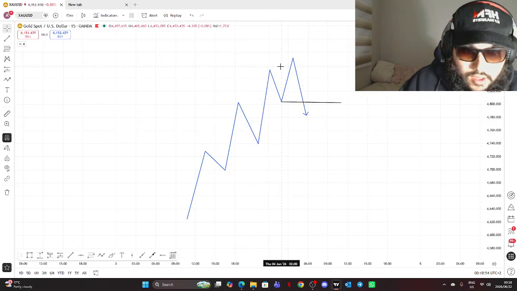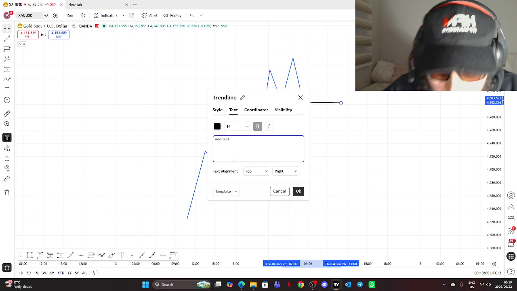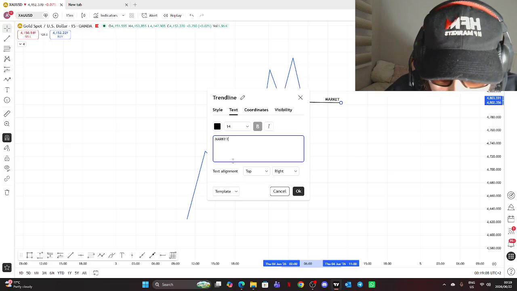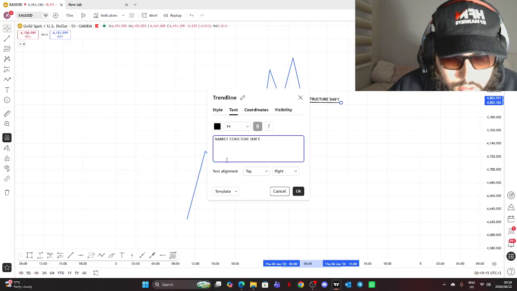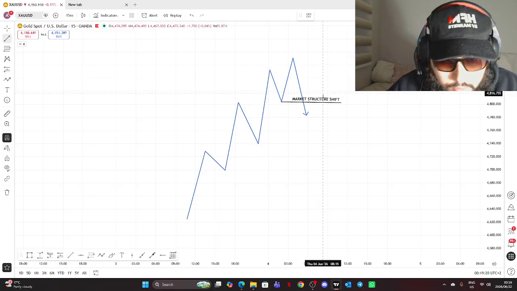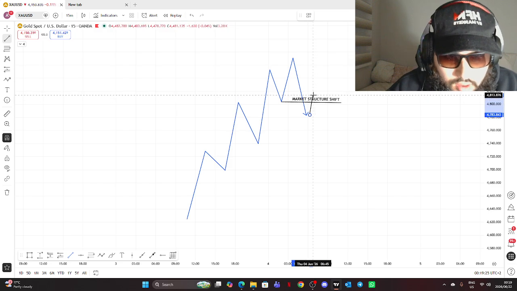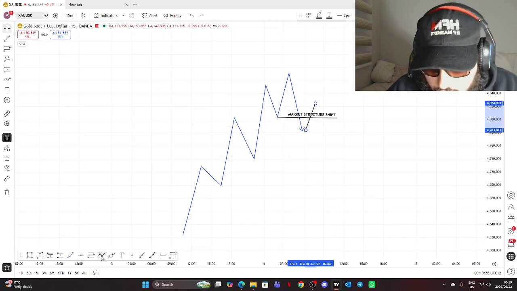All right, so we created the higher high, higher low, higher high, higher low, higher high, higher low. Then what happened? Broke out, not a break of structure, sorry, a market structure shift. So let's mark this out here, market structure shift. Usually what will happen here is the market might come back here, come to a retest on your lower time frame, and then it might continue pushing down. So just get this.